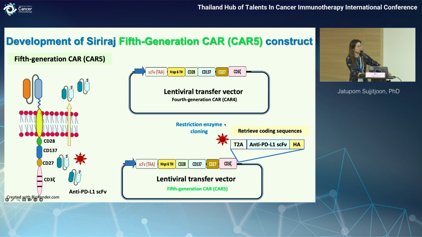After that, you can put this coding sequence upstream of the fourth-generation CAR cassette, so you get the full construct of the fourth-generation CAR targeting a specific antigen.